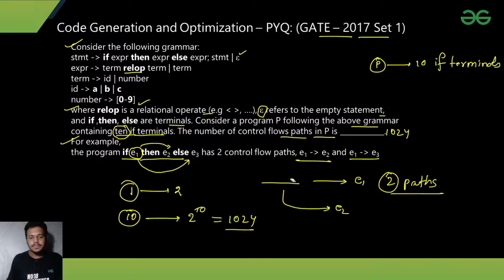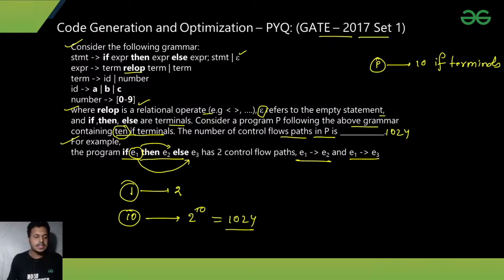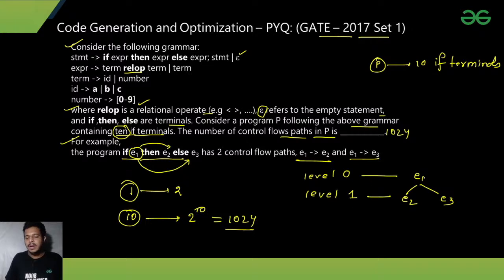Suppose let's first clear this part. See, one thing is there: if you talk about all the levels of if statements, in level 0, suppose we have some statement e1. Then in level 1, this e1 will give us two paths, suppose e2 and e3. So in level 1 we have 2 to the power 1 paths, right?